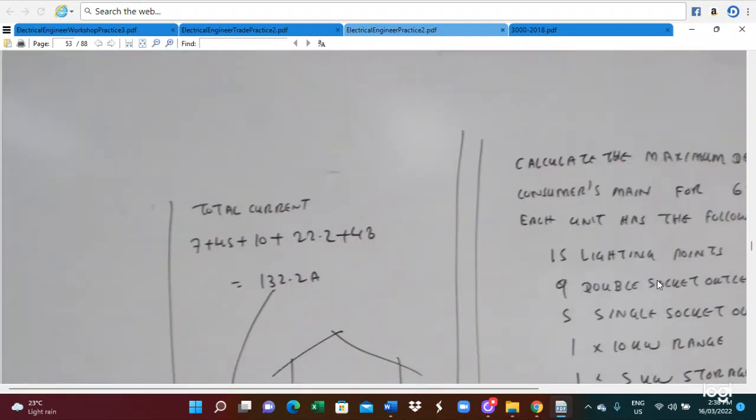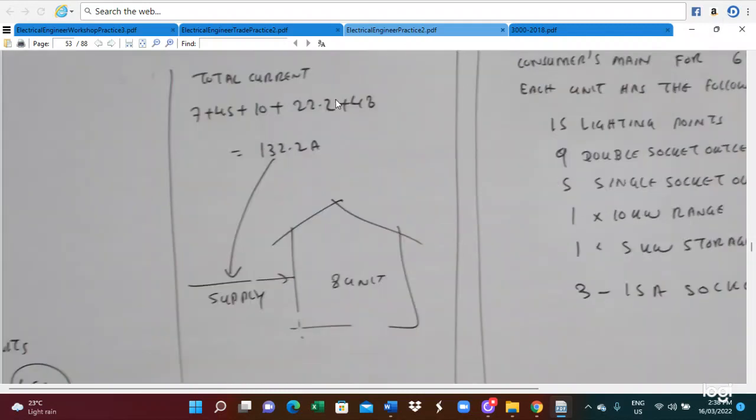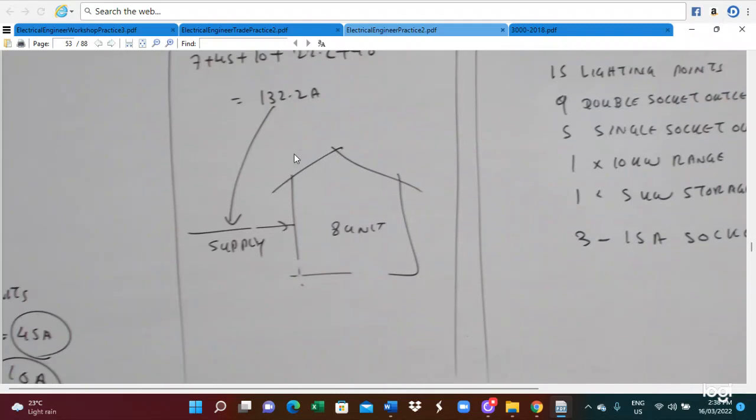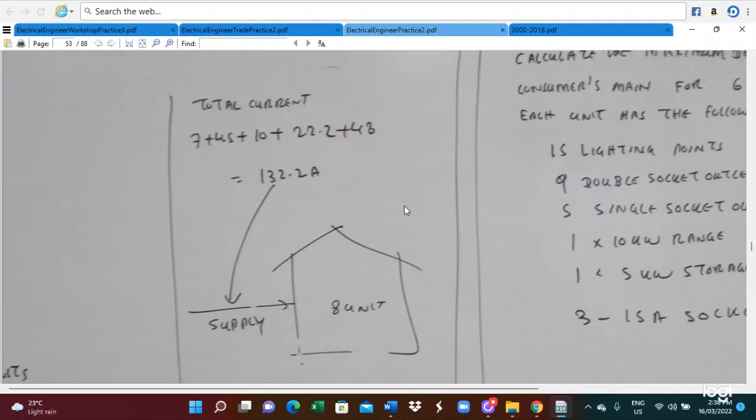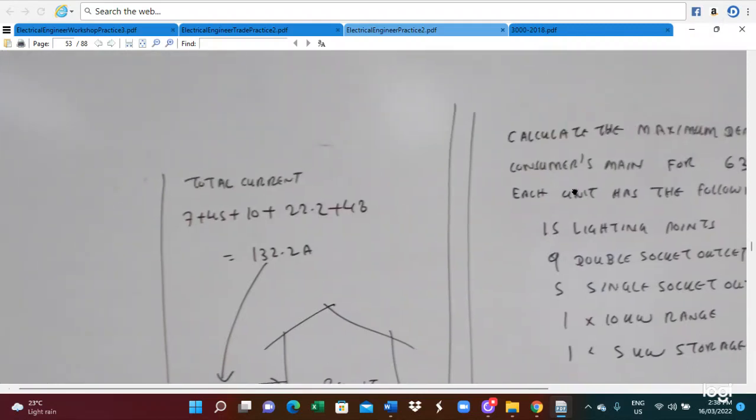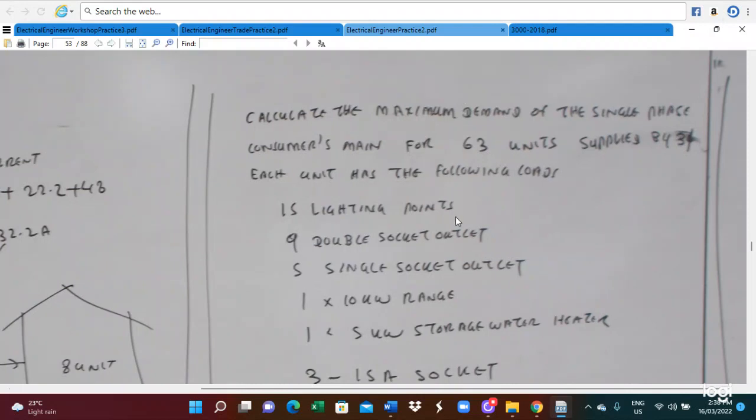You add everything, so the total current will be 132.2 ampere. So for this supply we need 132.2 ampere. This supply, the maximum demand, we can calculate it. This is the way we calculate it like this.